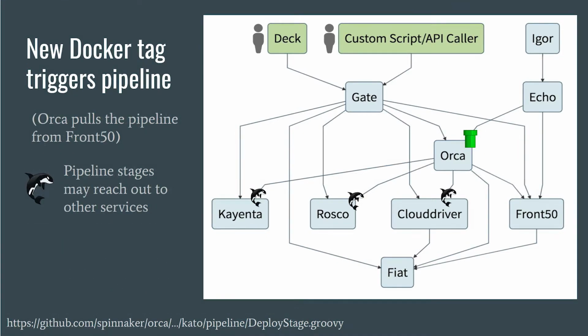So Orca does the actual work. Orca pulls the pipeline again from Front50, to make sure it has the most up-to-date copy of the pipeline. And then it runs all the stages that are defined in the pipeline. And it might reach out to different services, like if it's a pipeline that has a canary in it, it might reach out to Kayenta. If it needs to bake something, it might reach out to Rosco. If it needs to change the cloud, it might reach out to Clouddriver. You get the idea. It communicates with these microservices. It monitors those tasks. And these are all defined in stages in Orca.